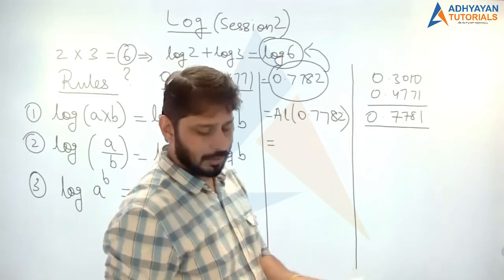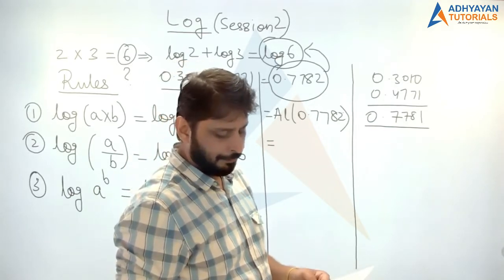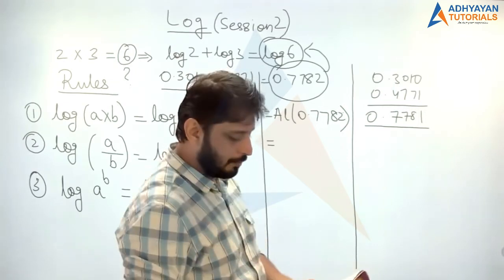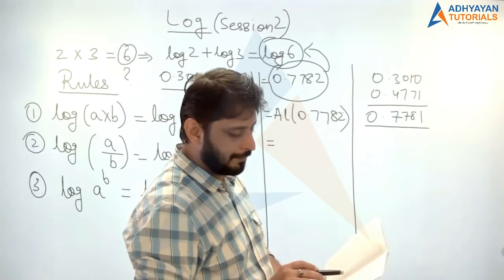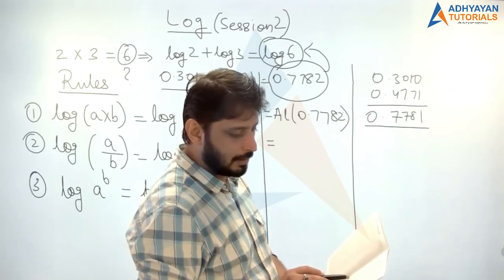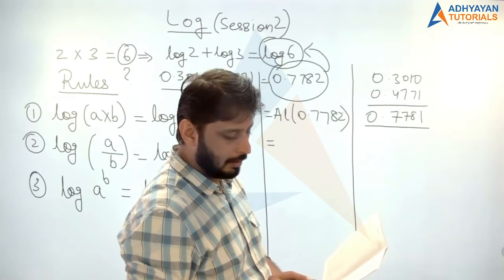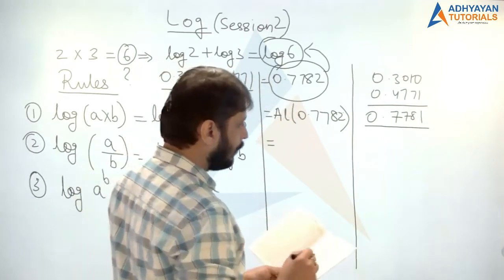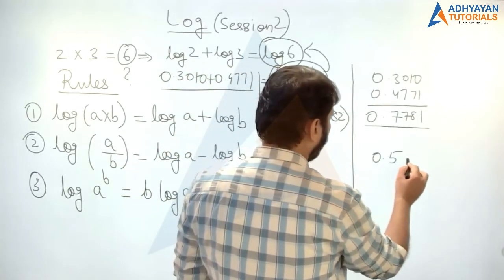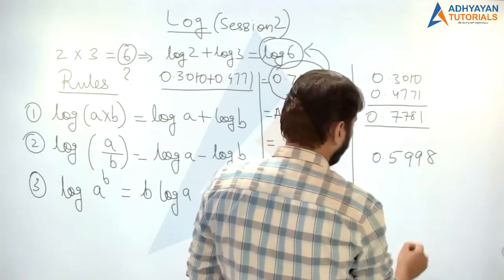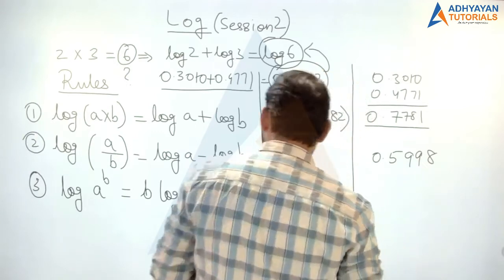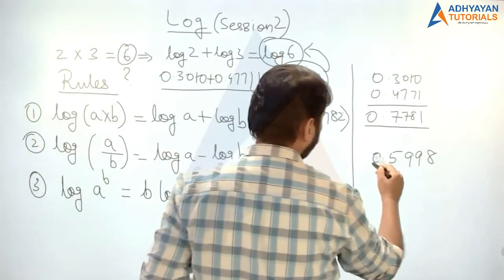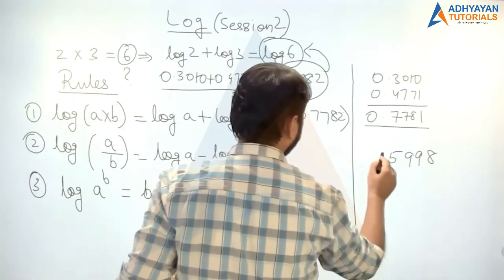I will check the value of 0.77. Then I have 82, so I will check the value which is 8. The value for 0.778 is 5998. So the first value is 5998.